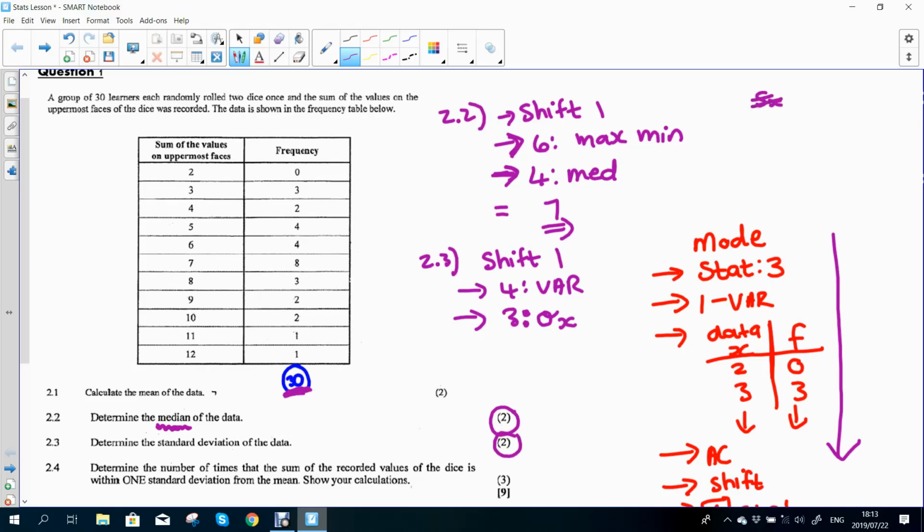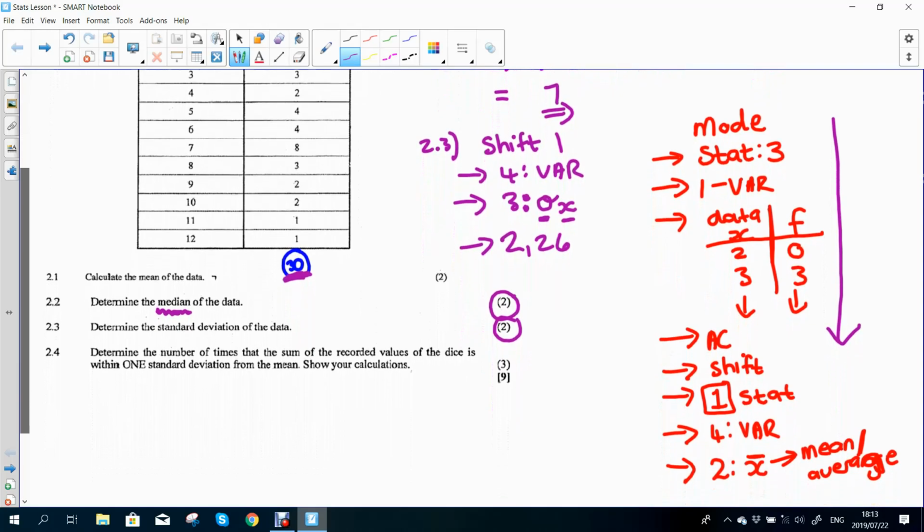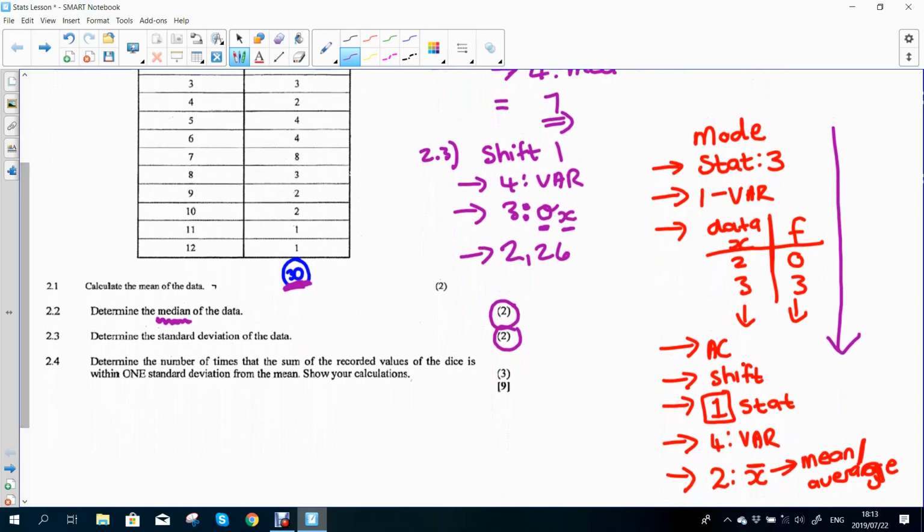Although we want standard deviation, and the standard deviation starts with the letter S, it's not that one. For standard deviation, you're going to use the little sigma symbol with the X next to it. And if you press the equal sign, then you will get a standard deviation of 2,26. And that's just also for 2 accuracy marks, because it's just calculator work.